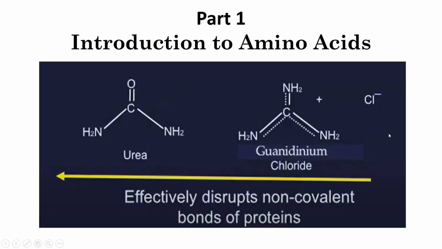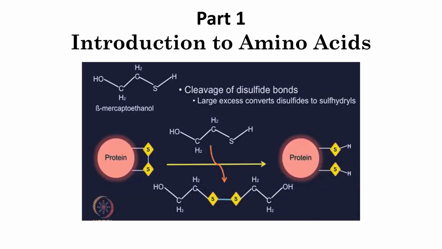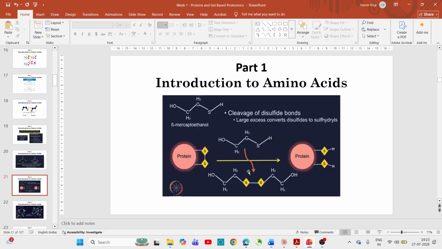Similarly, with ribonuclease A, urea and guanidine chloride, etc. effectively disrupt the non-covalent bonds of proteins, which are not strongly bonded. Whereas mercaptoethanol is the one which can cleave the disulfide bonds present in the protein. In a protein, there are two amino acids which have sulfur in them.